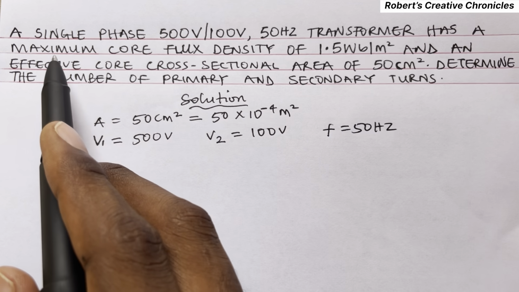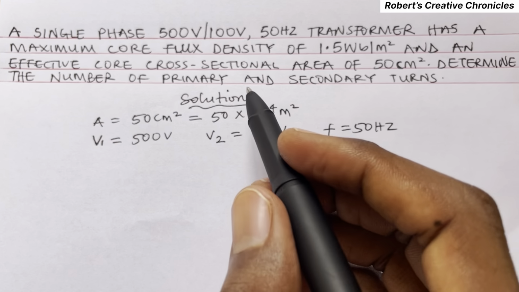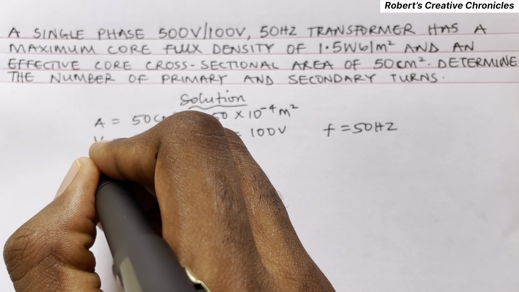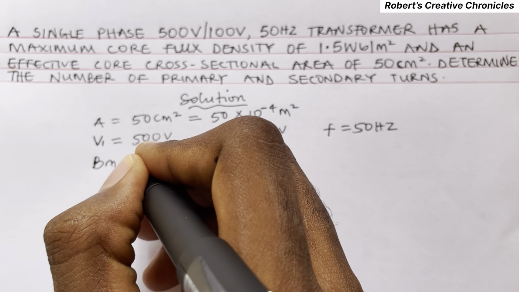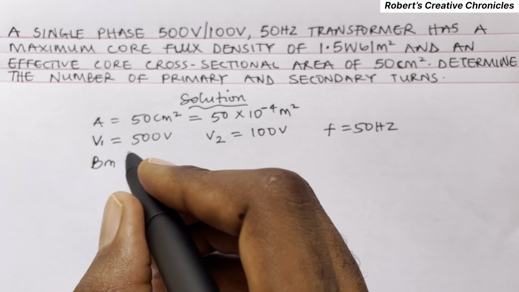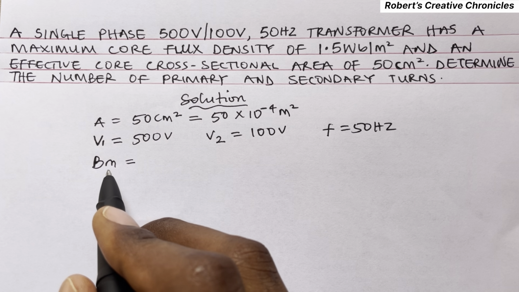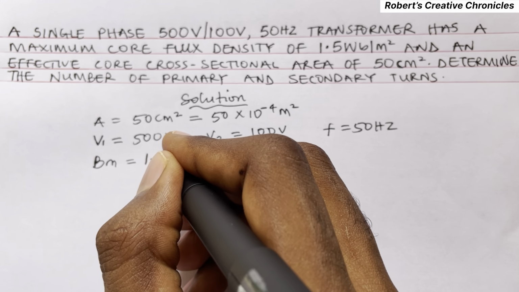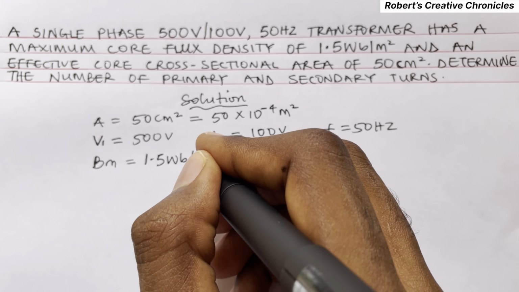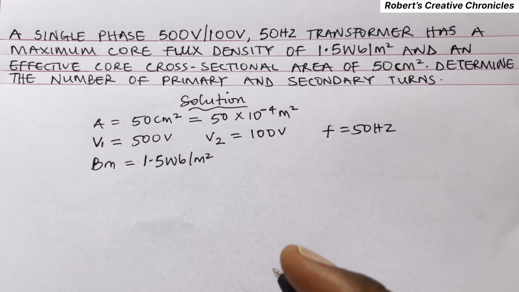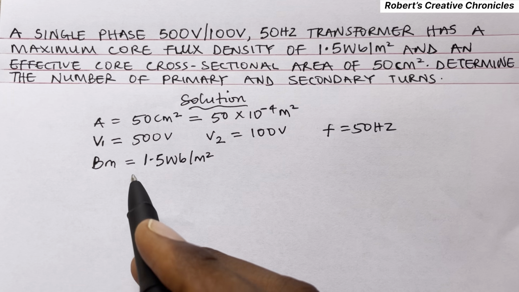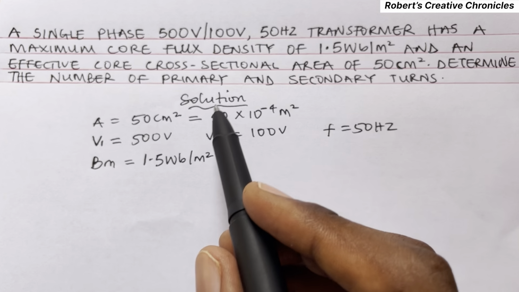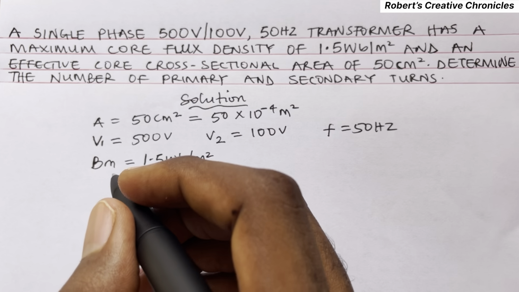Then the maximum core flux density of 1.5 Weber per meter square is given by Bm. This is B subscript M. Then it is 1.5 Weber per meter square. Now this is the maximum core flux density. We need to find the maximum flux.